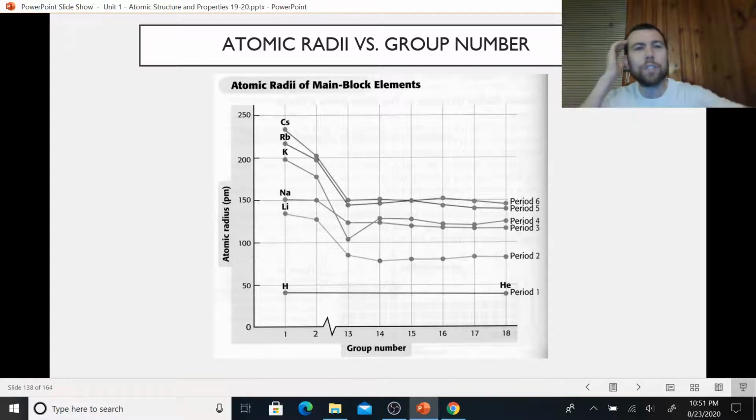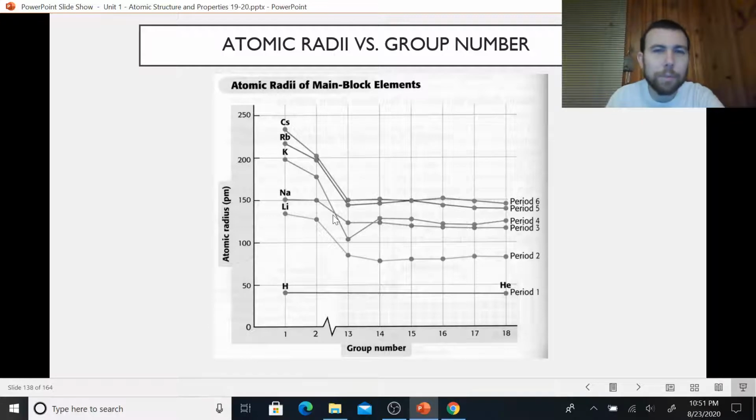Now, the next couple of slides are going to be showing you some data to look at atomic radius as it compares to group number, right? And so as we can see here, as we move down a group, hydrogen to lithium to sodium to potassium, rubidium to cesium, we see that the atomic radius is getting larger.